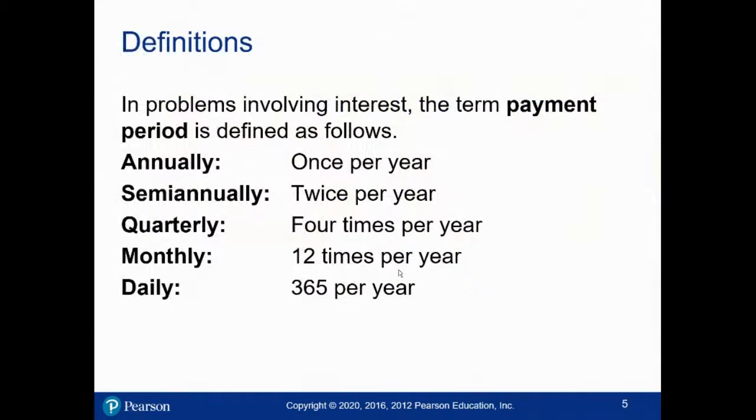But here are a few definitions for some of these financial problems. Annually means once per year. Semi-annually, twice. Quarterly is 4, which is once a quarter. Monthly, 12 times. Daily, 365. We ignore the possibility of leap years when we're talking about daily.